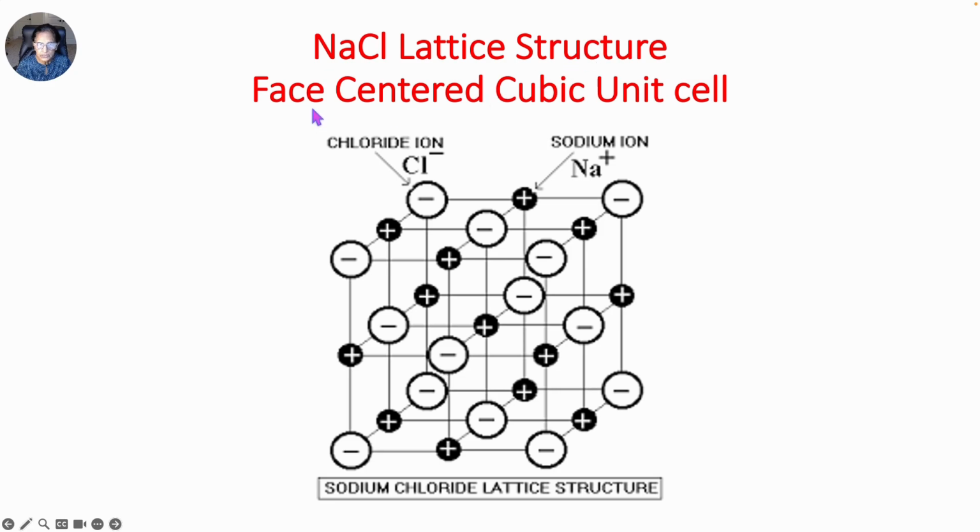Sodium chloride lattice structure is a face-centered cubic unit cell, and this is a cube. If you take the chloride ions, this face has in the corners 4 chloride ions, and in the center you find 1 chloride ion. So this is a face-centered cubic structure. And if you take sodium plus ions, if you take this face, then there are sodium plus ions in the 4 corners, and in the center of the face there is a sodium plus ion. So similarly you will find all over the structure a face-centered cubic unit cell. So this is the structure of sodium chloride.